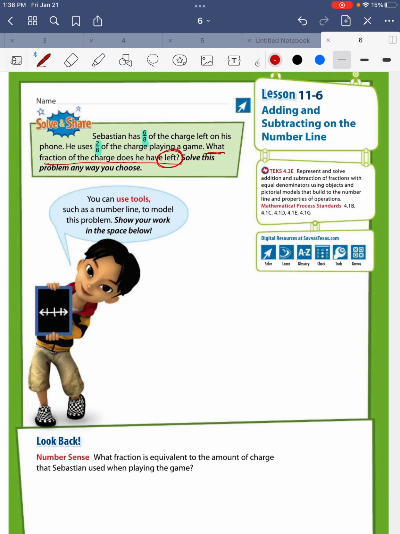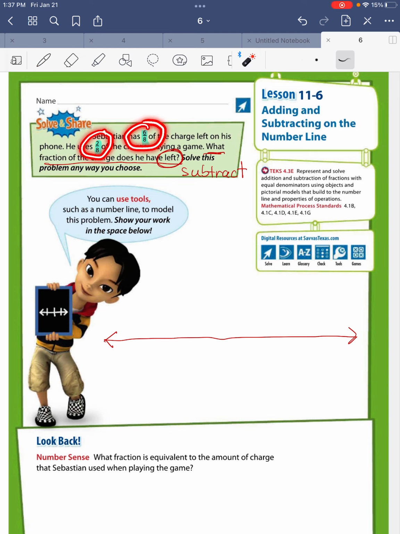Okay, remember, if you see the word left, you know that we are going to subtract. Okay, and this is about number lines, so I'm going to draw a number line. Now, if we look close at our fractions, they both have the same denominator. They both have an 8 denominator. So that means that my number line is going to be 8s, okay?